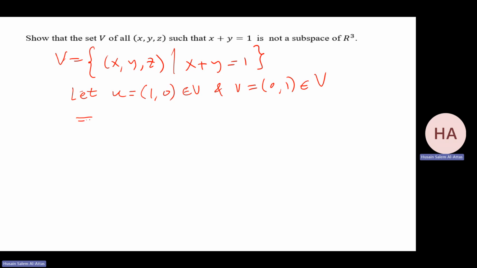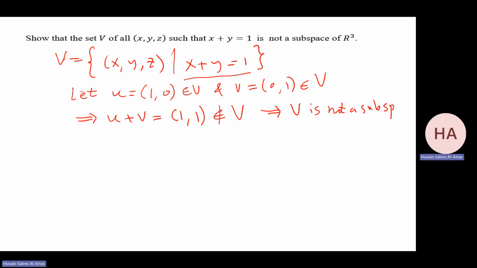Now, let me check U plus V. That will be what? 1 and 1. Is it in this set? No. This does not belong to V. Right away, V is not a subspace. I don't need to do anything else. I need only one example to show it's not a subspace.